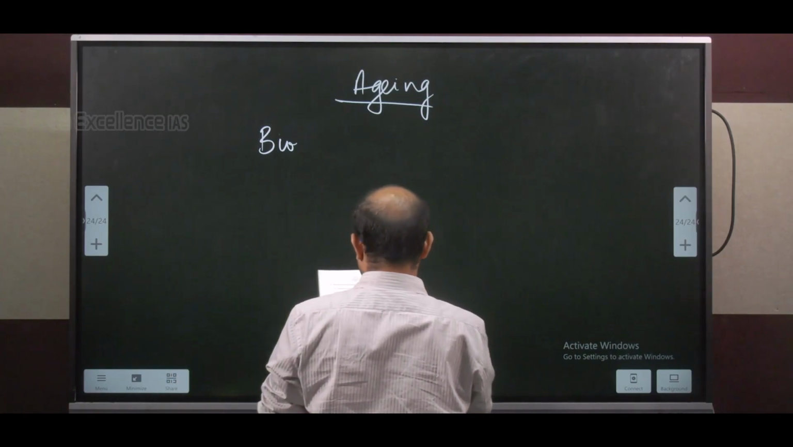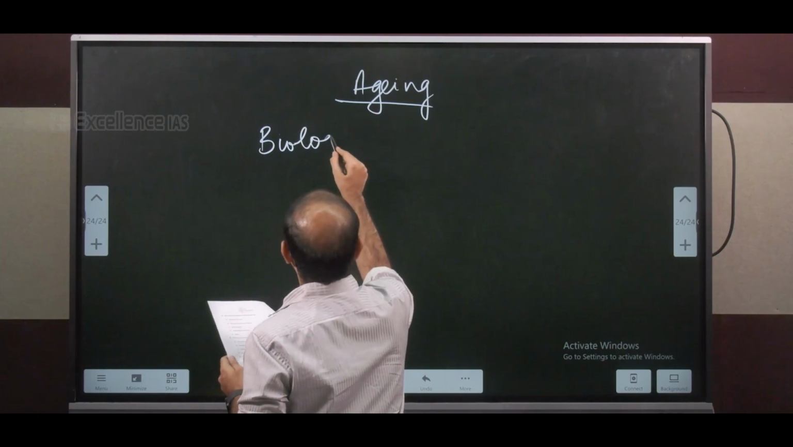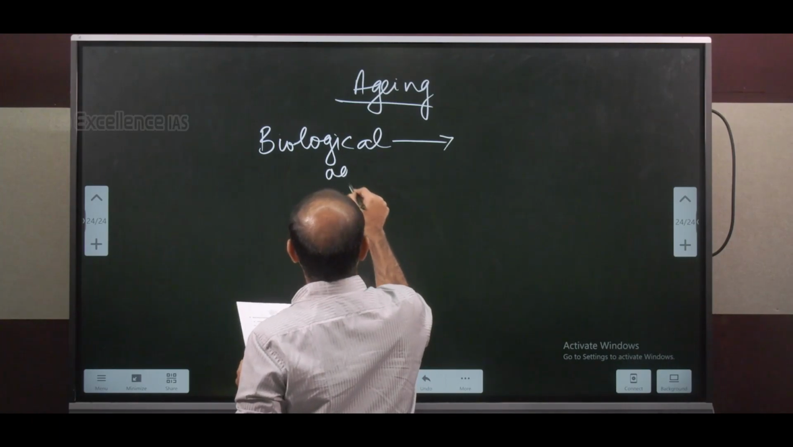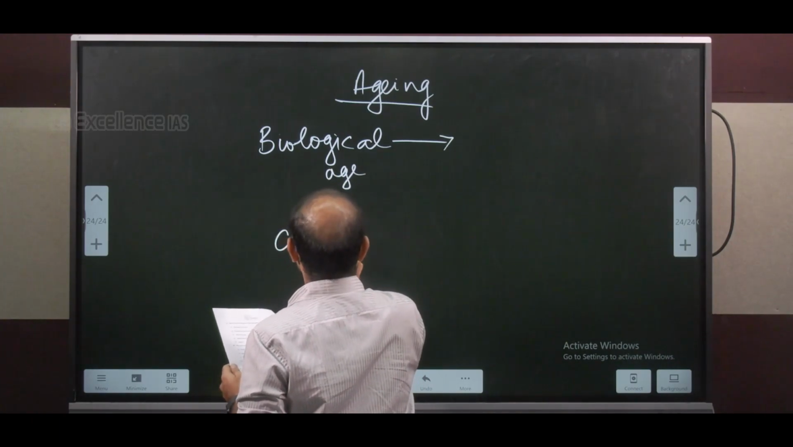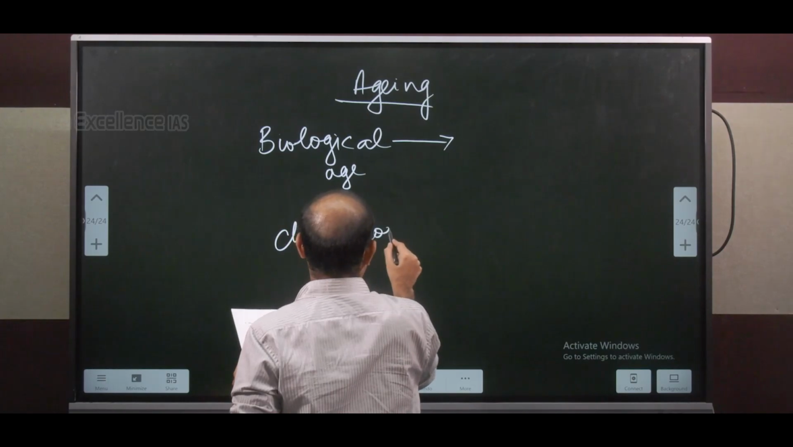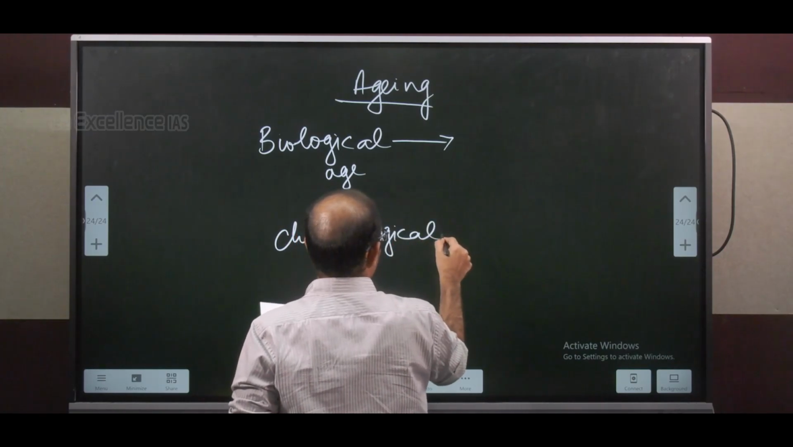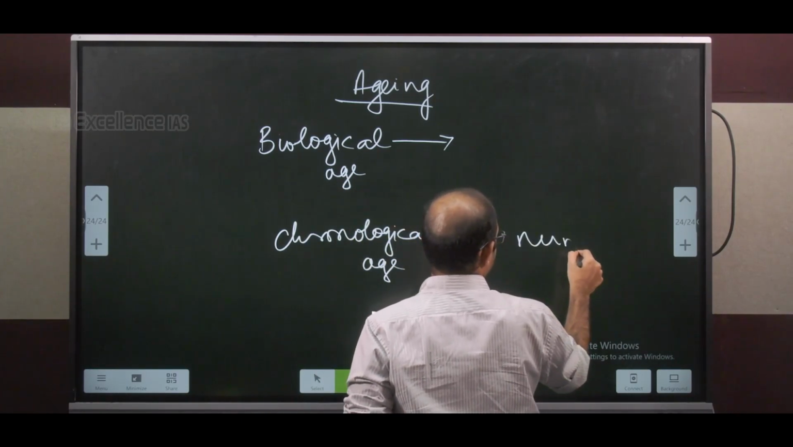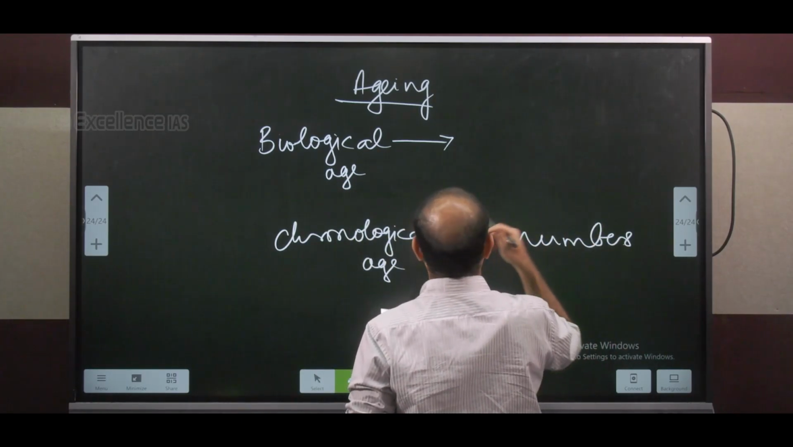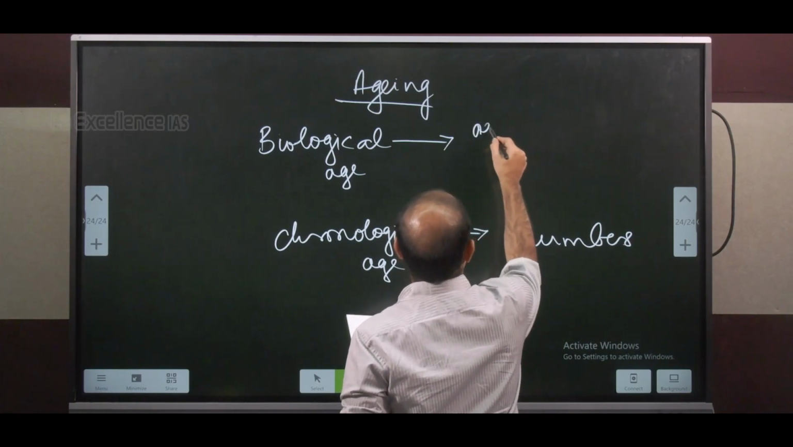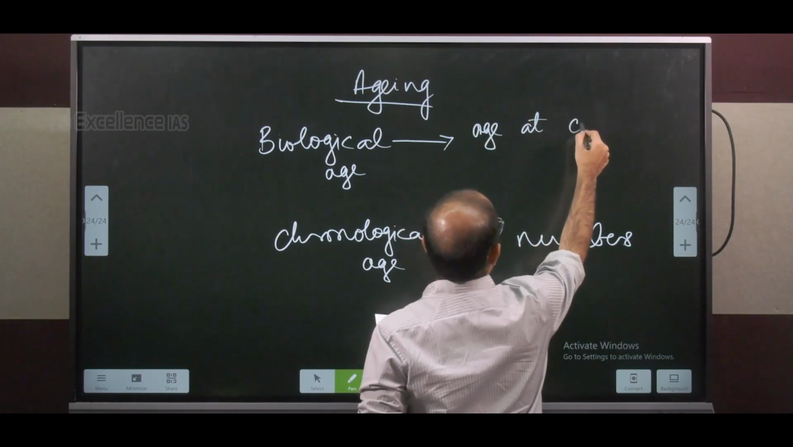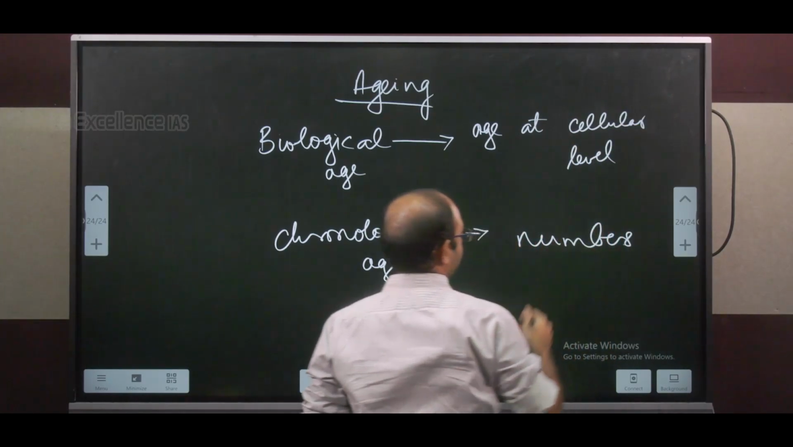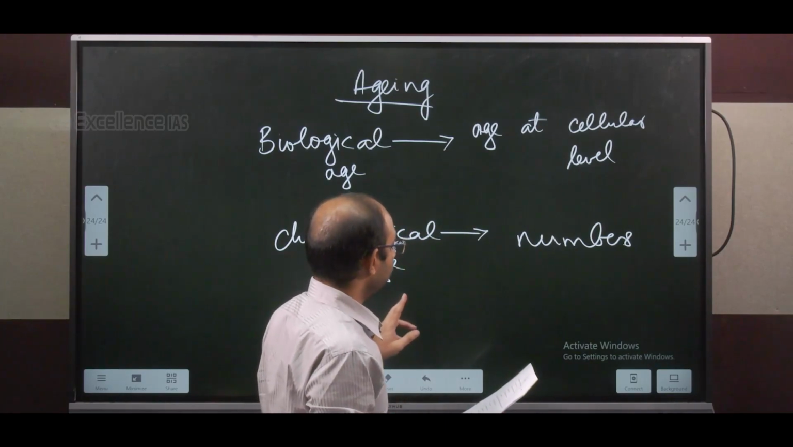Now, first talk about what is biological age. Biological age means, first discuss chronological age. Chronological age simply means age in numbers. Biological age, on the other hand, is age at cellular level. So these are two different things.